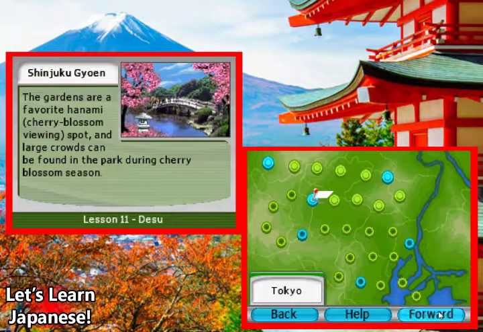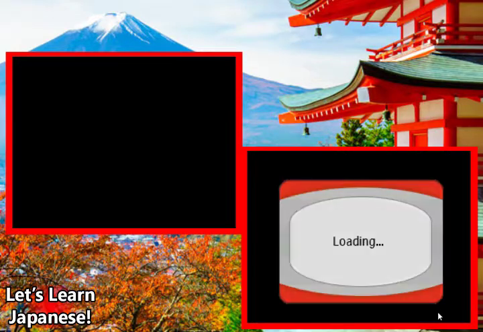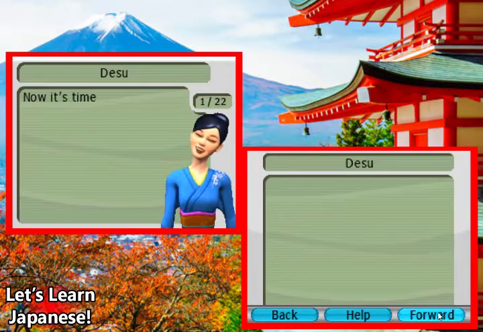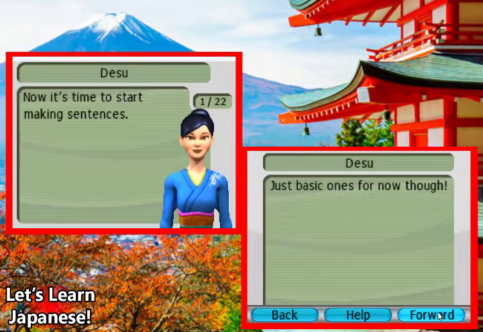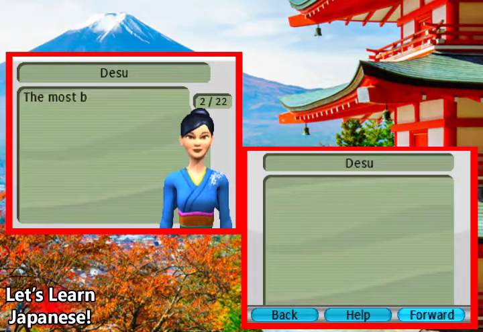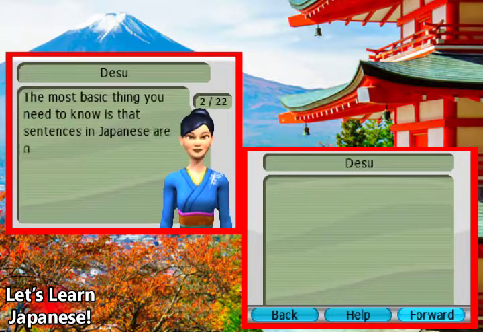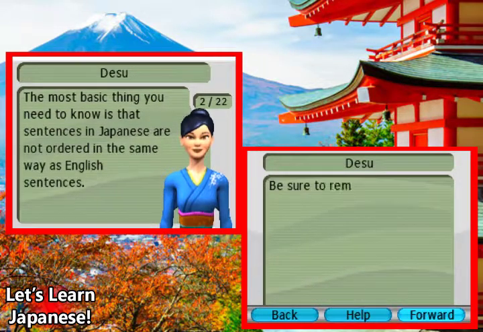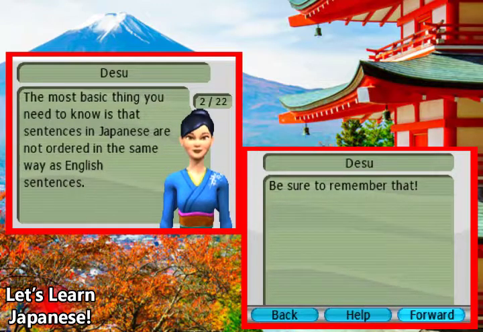So, let's learn about Desu, shall we? Now it's time to start making sentences, finally. But just basic ones for now. So the most basic thing you need to know is that sentences in Japanese are not ordered in the same way as English sentences. That's very important.